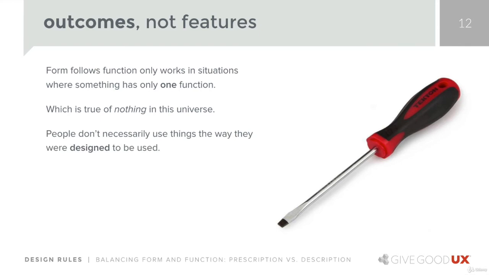People don't necessarily use things the way they were designed to be used. Take a look at this screwdriver on the screen, right? We all know what that's for. It's for turning a screw. But think about this for a second. What other things could you use that for? What else could you use it to do? I'm sure you thought of things like, well, I could pry a can open, or I could use it to put a hole in the wall, or I could use it, God forbid, to injure somebody. Right? There are all sorts of things that this tool will do that it wasn't designed to do. And that's because convenience trumps best practice every single time.